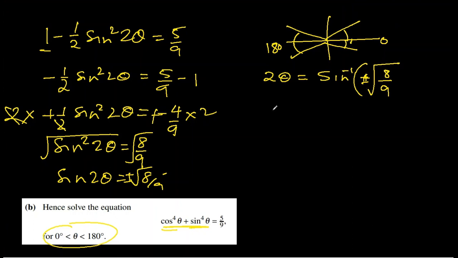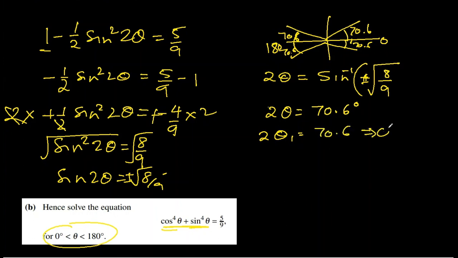So let's write the first thing first. Sine inverse square root 8 over 9. 2 theta, the acute angle I get, sine inverse square root 8 over 9, is 70.58 degrees. So it is 70.6 degrees. So this angle we'll write here, 70.6, 70.6, and 70.6. So we'll have four answers. Let's talk about the first one, 2 theta 1. The first quadrant itself will be 70.6 only. So that gives us theta 1 equal to 70.6 divided by 2, which is 35.3 degrees.